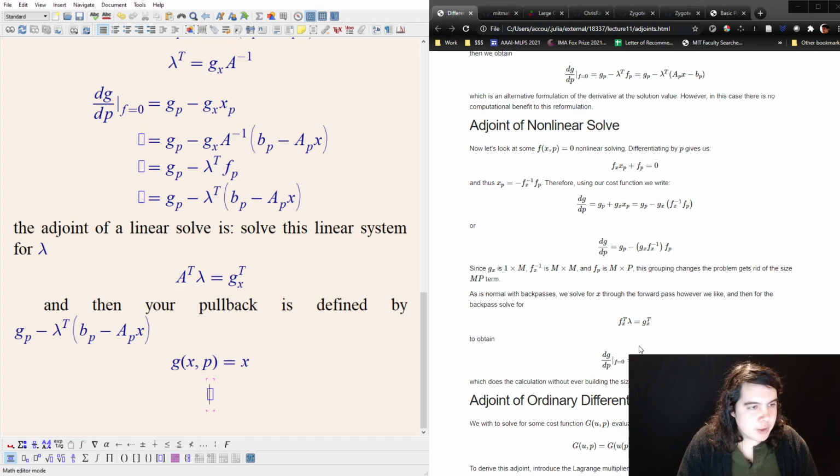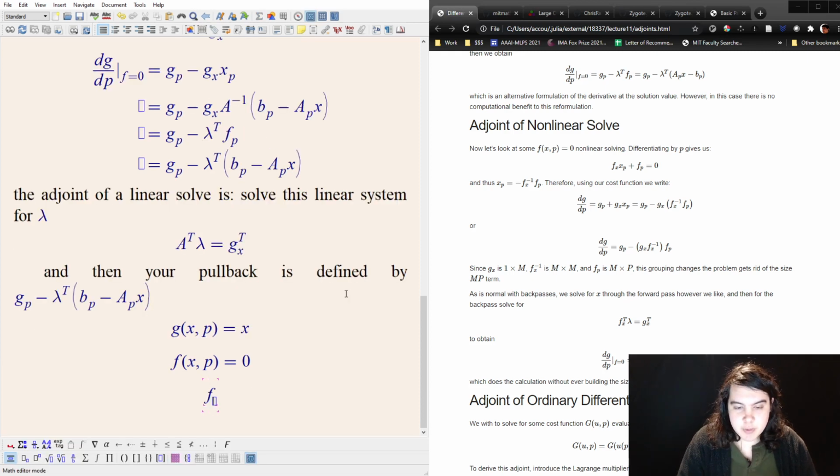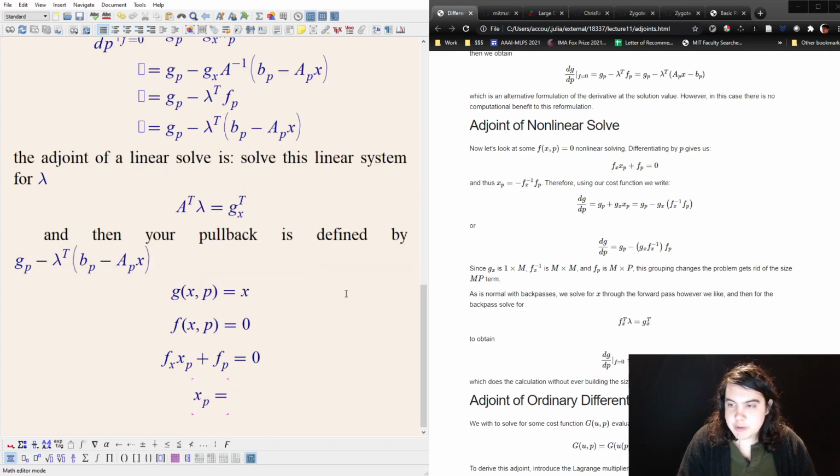So how do you do the adjoint of the nonlinear solve? What you're doing when you're solving a nonlinear function is solving f of x, p equals 0, where f is the residual function. You can clearly see how this is an extension. So how do we do this? Let's take the derivative with respect to p. So f sub x, x sub p, plus f sub p equals 0. If you rearrange, you get that x sub p equals minus f sub x inverse f sub p.